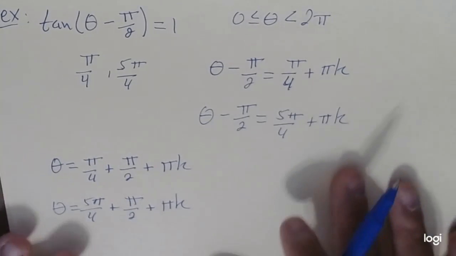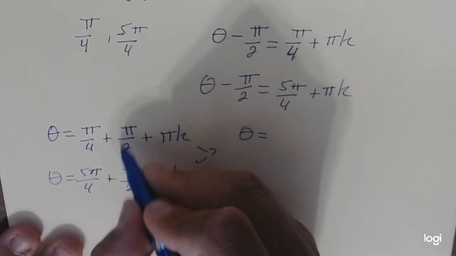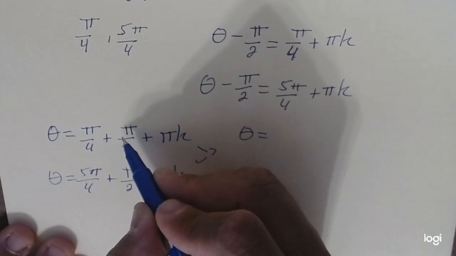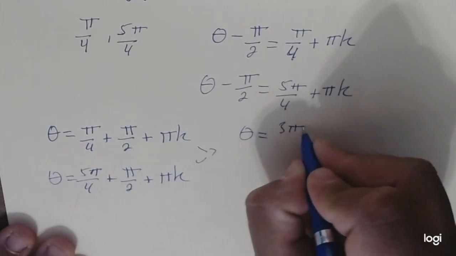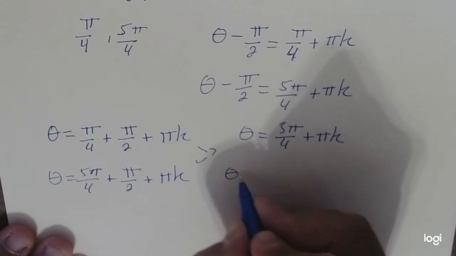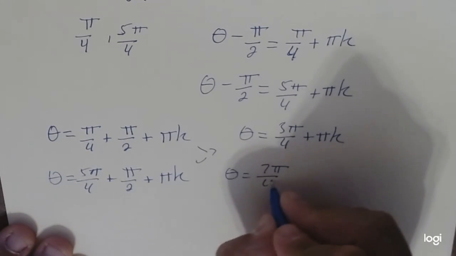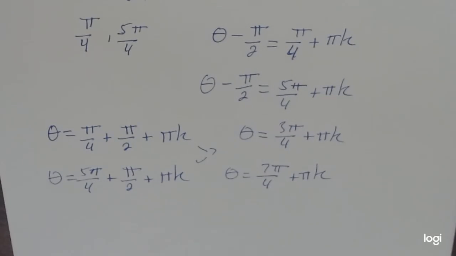We're just adding this over and simplifying both of these. So putting these together should give you, I believe, 3 pi over 4 plus pi k. And on the bottom, if you add these together, that's going to be 7 pi over 4 plus pi k. Okay. And now we do the exact same thing.